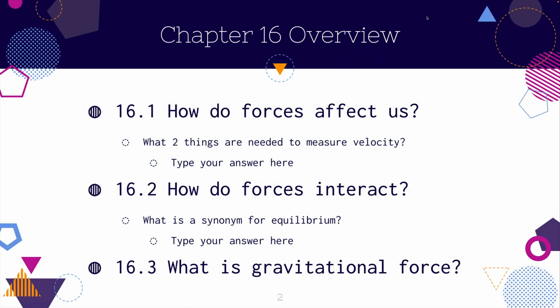What two things are needed to measure velocity? Speed and direction. Got it. How do forces interact? What's a synonym for equilibrium? How about equal? Two things that are equal. And today, we're going to take a look at what gravitational force is.